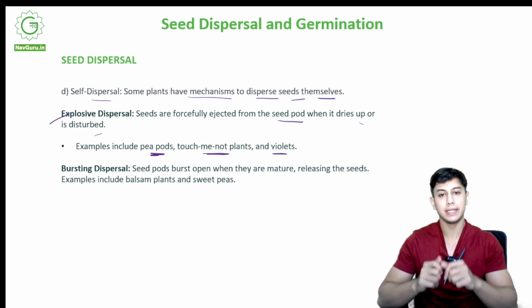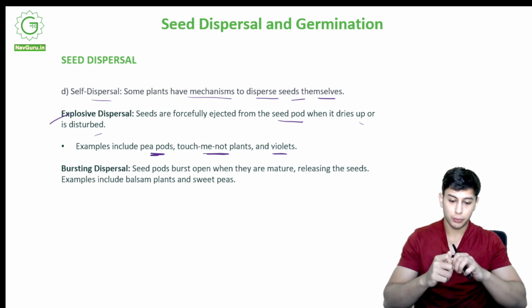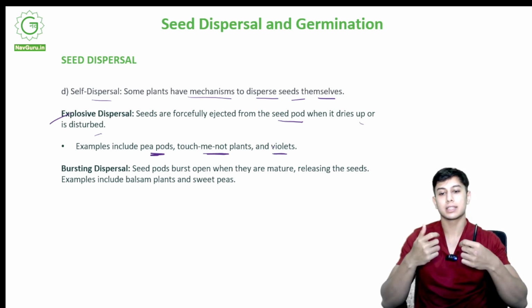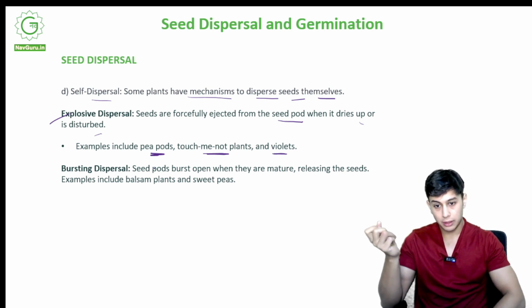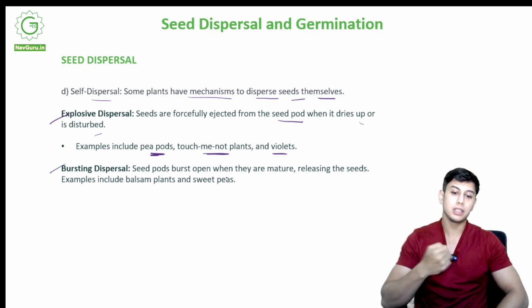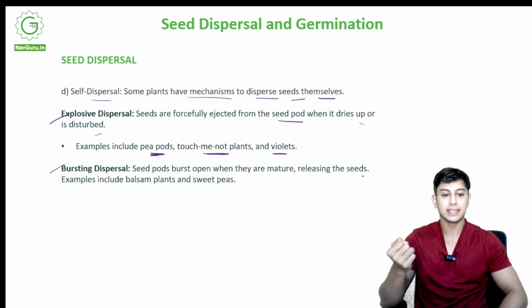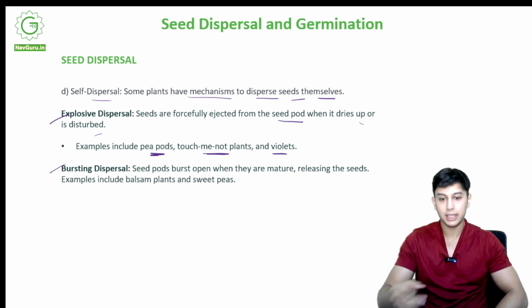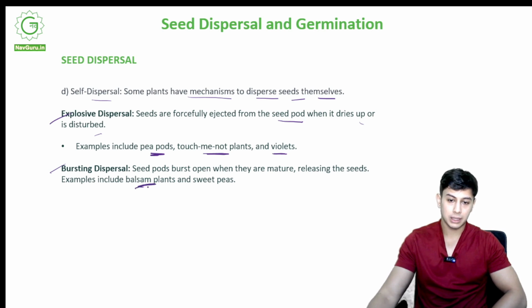You see a pea, matar, pea, right? When you open it, the peas fall out. Alright, that is another example of explosive dispersal. Another is bursting dispersal. Seed pods burst open when they are mature, releasing the seeds. So what it will do is, once the seed pod becomes mature, it will burst automatically and release the seeds into the ground. Examples include balsam plants and sweet peas. Alright, so peas basically use self-dispersal.